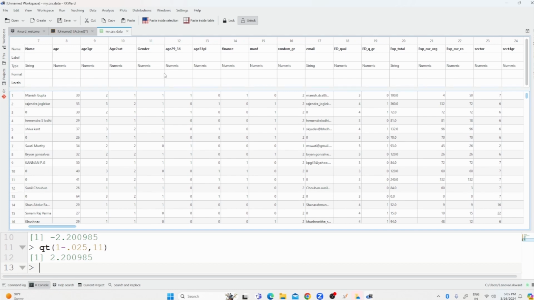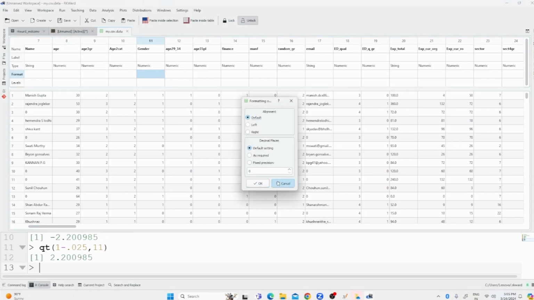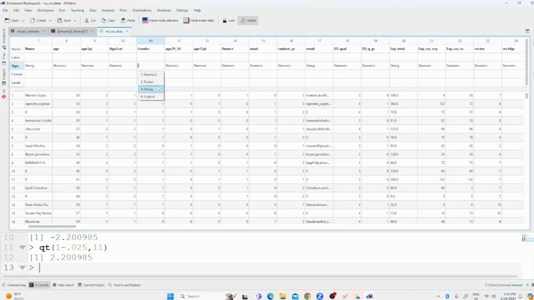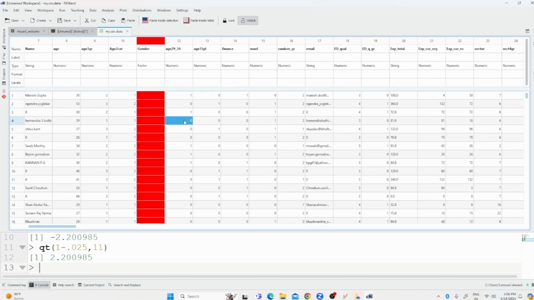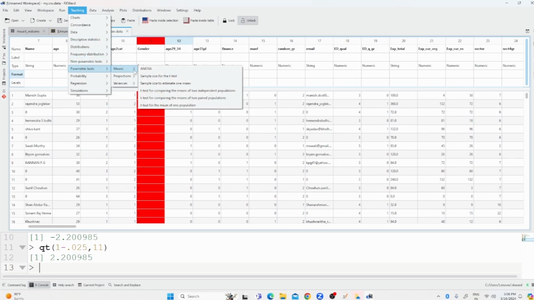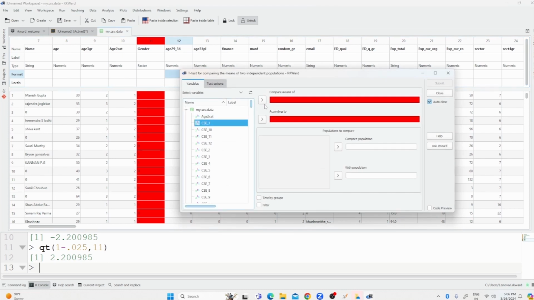Now, these are factors. So, we make it a factor, and you see why factor, because 1 and 2 are numbers, not names. Now, we go to parametric test, we go for means and we go for comparing means for 2 independent samples. Please see the word. And we are comparing it to gender.